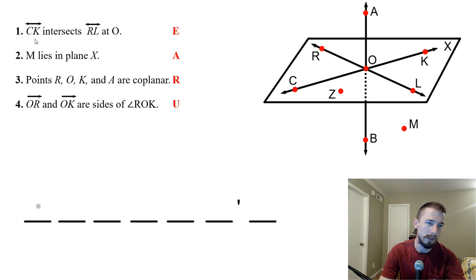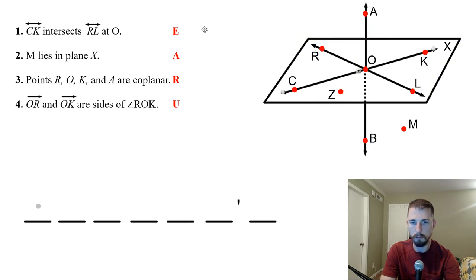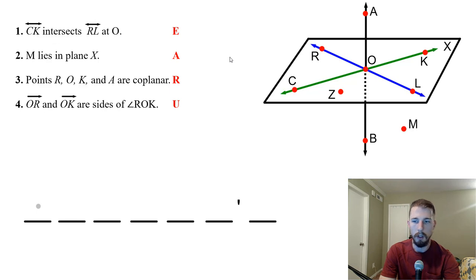So the first one says that line CK, and I know it's a line because it goes in both directions with the arrows, line CK intersects line RL at point O. So CK is here, and then RL is here. See if I can actually just change the colors on those. All right, so I'm going to color them so we can see what's going on. So CK is the green one, RL is the blue one. Do those two lines intersect at point O? Is that true? Yes, it is true.